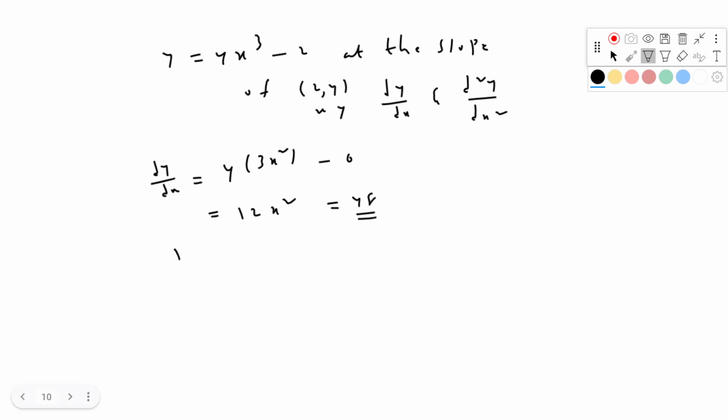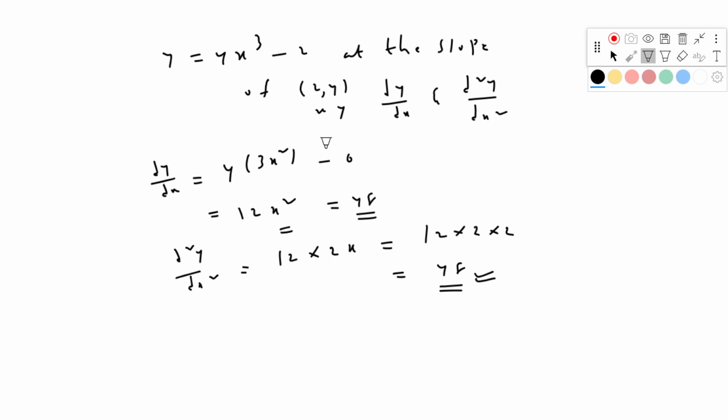So if I want second derivative, d square y by dx square, then what I have to do? 12 into here x square means 2x power 2 minus 1, that is 2x, 12 into 2x, this is the second derivative. So put x value here, 12 into 2 into 2, 2 into 2 is 4, 4 12s are 48. So this is the answer, right? Next one.